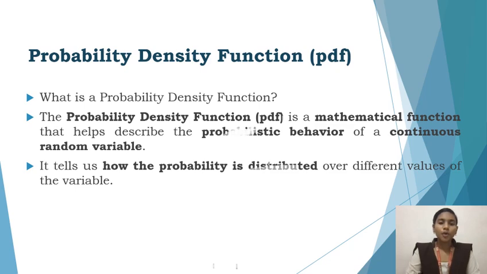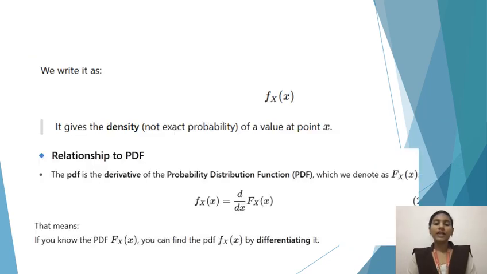Now this is probability density function. Up to now, we learned about probability distribution function, which is capital PDF; this is probability density function. It is denoted as small PDF. So the probability density function is a mathematical function that helps to describe the probabilistic behavior of a continuous random variable. So it tells us how the probability is distributed over different values of a random variable. The small PDF is denoted as small fx of x. This value gives the density at a particular point x.